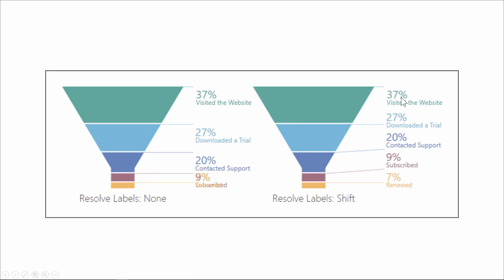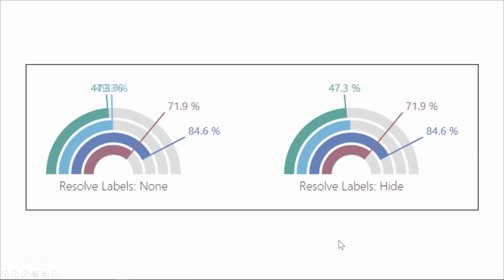Basically, we try and shift, but if we can't even shift and get all the labels in without overwriting each other, we'll just drop the label which is overwriting another label, essentially. And then the similar kind of thing with the bar gauge here.